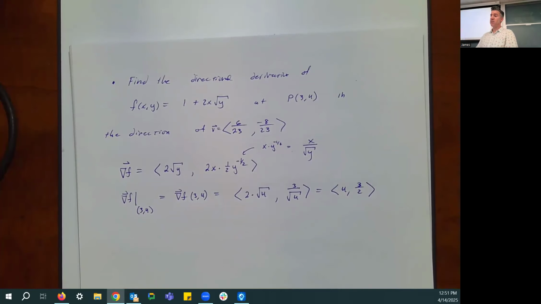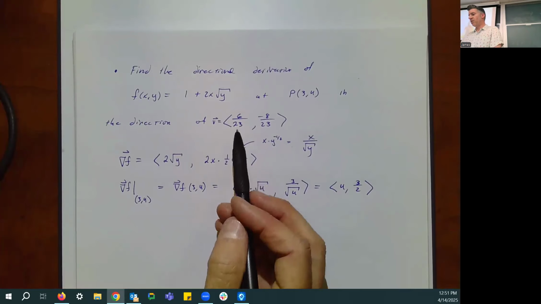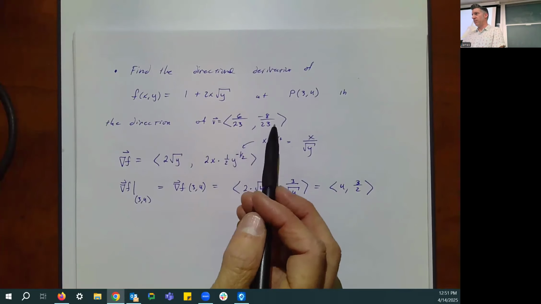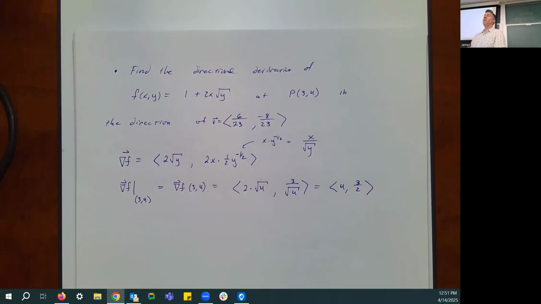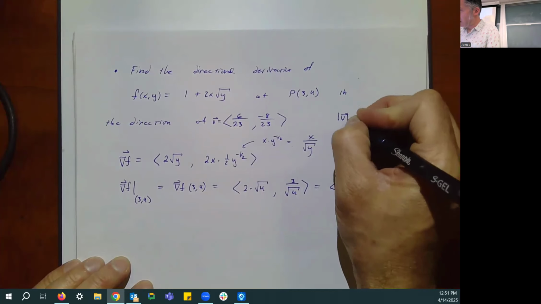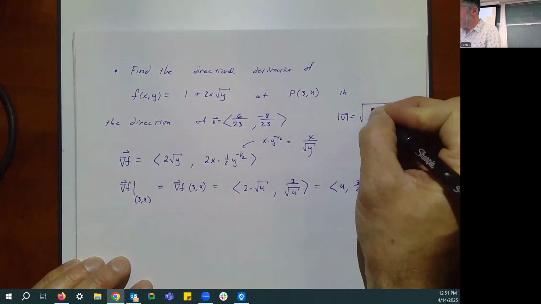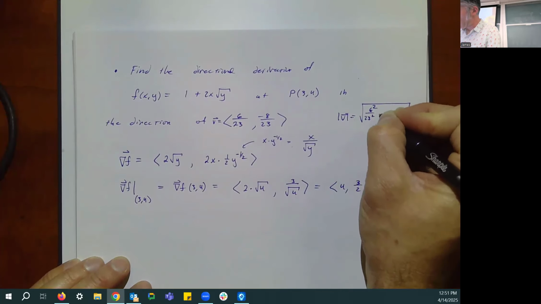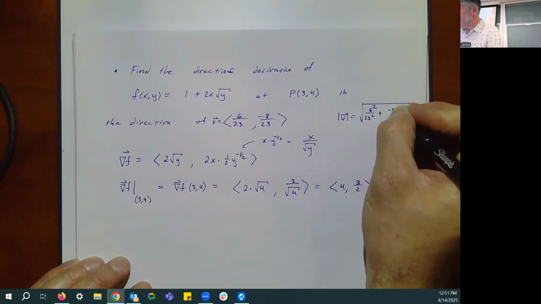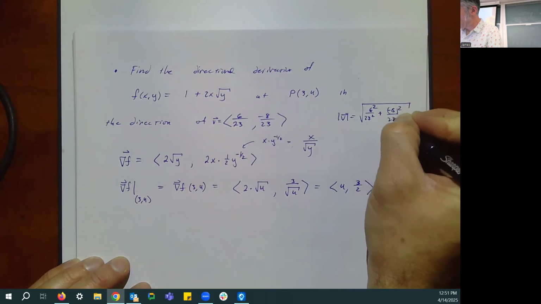And then I want to go in the direction of this vector <6/23, -8/23>. I really don't want to divide that vector by its own magnitude. Its magnitude is going to be gross, right? The magnitude of v is the square root of (6 squared over 23 squared) plus (-8 squared over 23 squared).